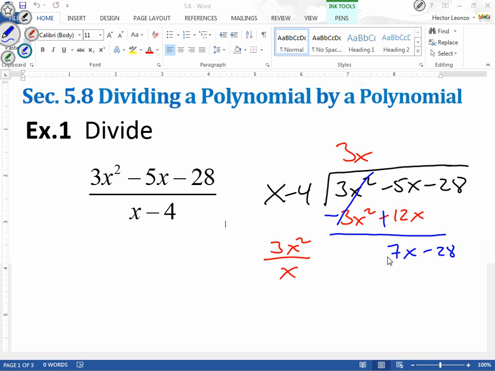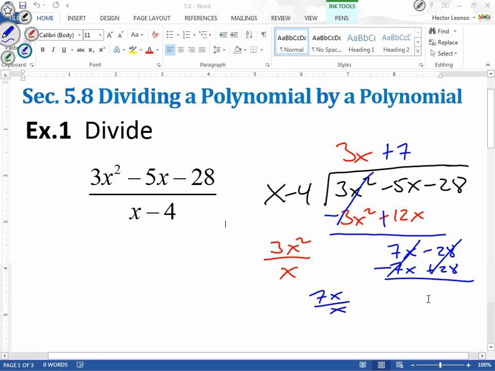So once again, the first term only, the first term divided by the first term, I'm thinking of 7x divided by x. First term divided by the first term. So 7x divided by x is 7. Now multiply the 7 to everything on the outside. I'm going to have 7x minus 28. I'm going to draw the line, change the signs. The first term cancels out. The second term does cancel out too, so I don't have a remainder.